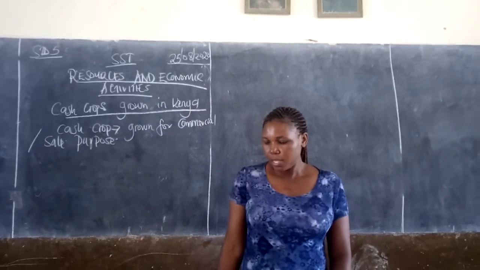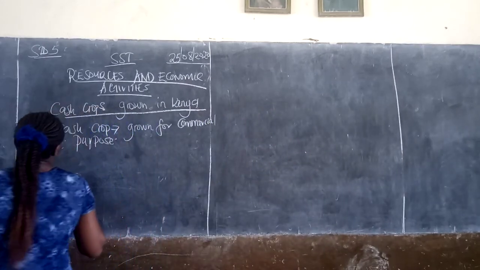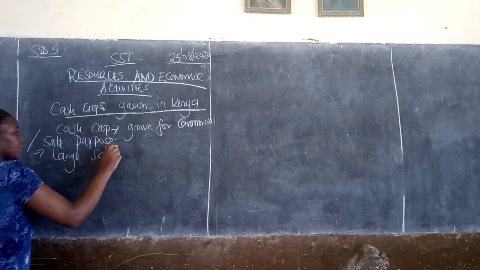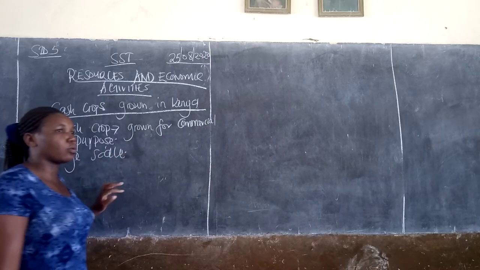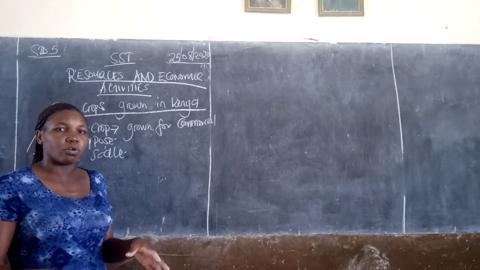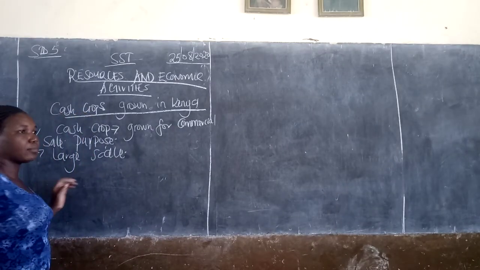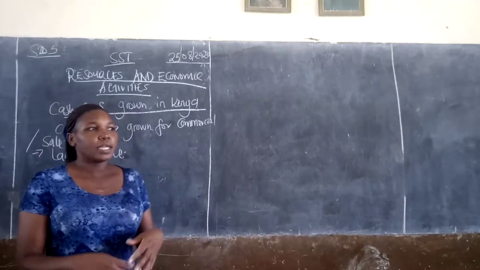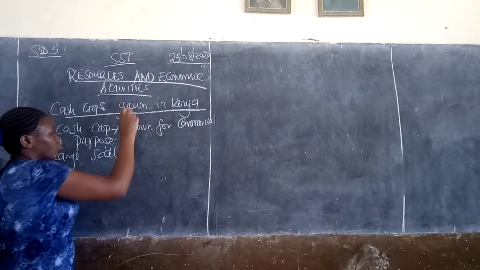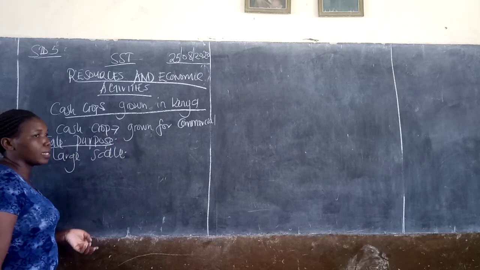One thing that you should know is that cash crops are mainly grown on a large scale. That is the difference between cash crops and subsistence crops. Subsistence crops were grown as mixed farming and in a small portion, in a small area. But when I'm talking about cash crops, I'm talking about crops grown on a large piece of land, large scale farming. This always happens in cash crop growing. Then they are mainly grown for sale. That is another thing that you should know.